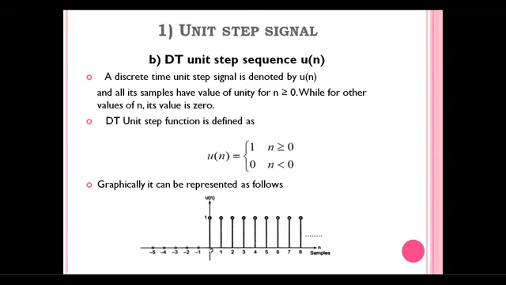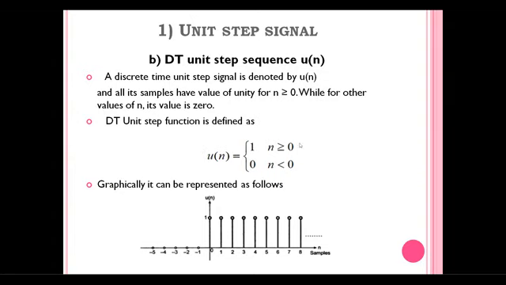For discrete time we use the variable small n. For n from minus infinity up to below 0, the signal has 0 amplitude. At n equal to 0, the signal has amplitude 1. Along the x-axis we take the variable n, and along the y-axis the amplitude. So at n equal to 0, 1, 2, 3, 4, 5, and so on, at those time instants only, the signal has the constant amplitude 1. This is said to be the discrete time unit step signal.